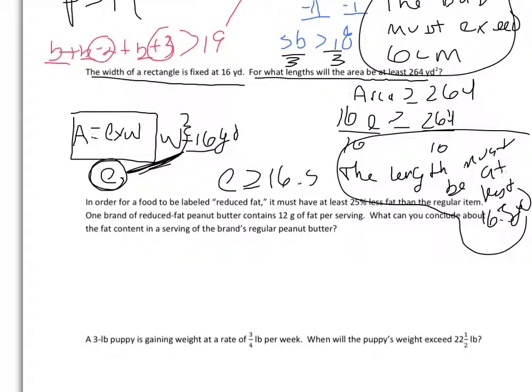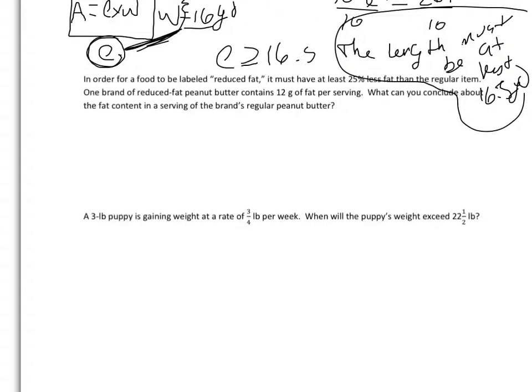Okay, that's it. So this next problem, and I remember this from terms past, is a little bit convoluted and hard to think about. So we're going to take it slow and see if we can figure out what's going on with this. Now, it says in order for a food to be labeled reduced fat, it must have at least 25% less fat than the regular item.